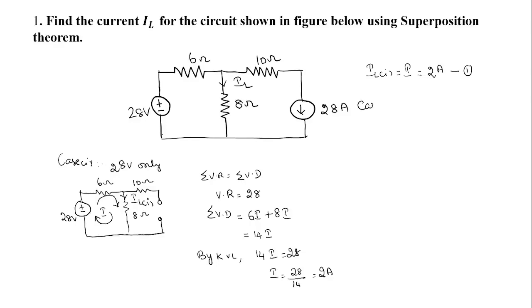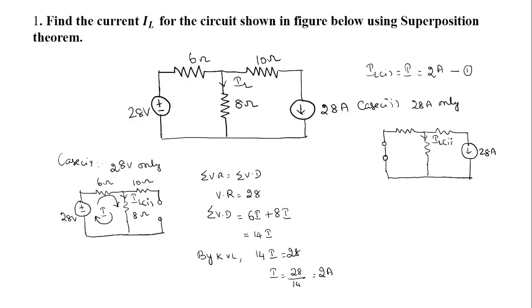So next we have to find out the current using the current source only, the 28 ampere source only. Here the voltage source is made 0 in the second case. For making the voltage source 0, we have to short circuit it. So short circuiting the voltage source, the remaining things will be the same. Okay. So now the current source 28 ampere. In this case, let us assume the current flowing through this branch is IL suffix 2. Okay. So this is 8 ohms, this is 10, this is 6.